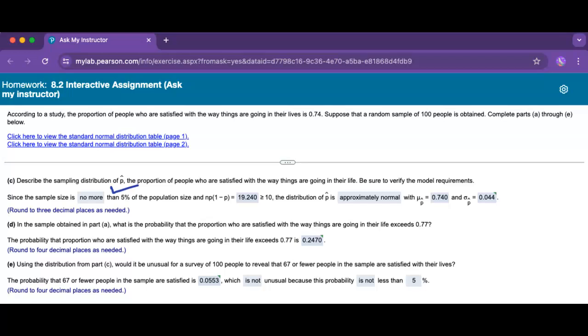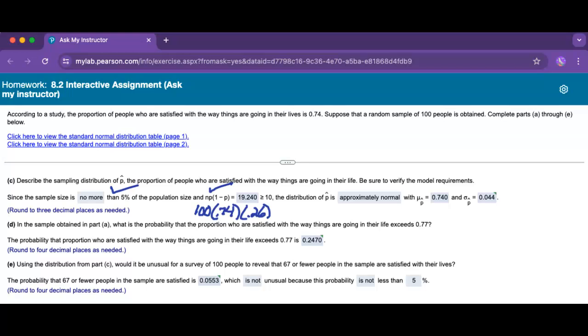So that's okay. And then when we multiply n times p times q, that's where we check the second part. And n here being 100, p being 0.74, q being 0.26. This is where we get that answer, that 19.24. So that's the second part of the check. And the distribution is approximately normal because we're talking about a population of people, and that is normal.